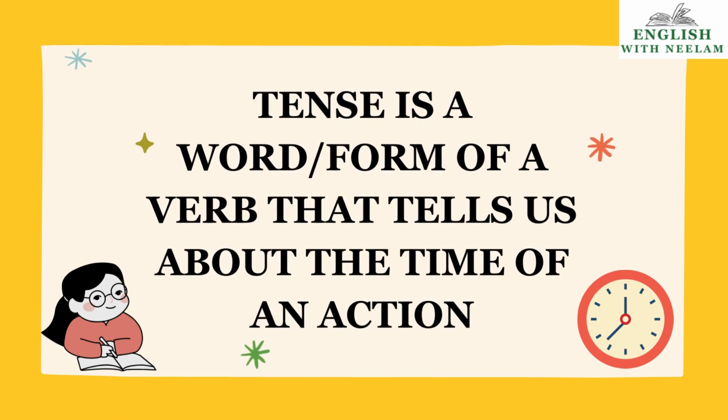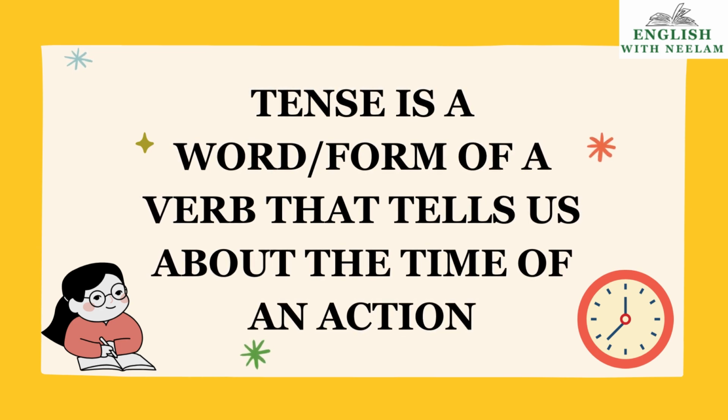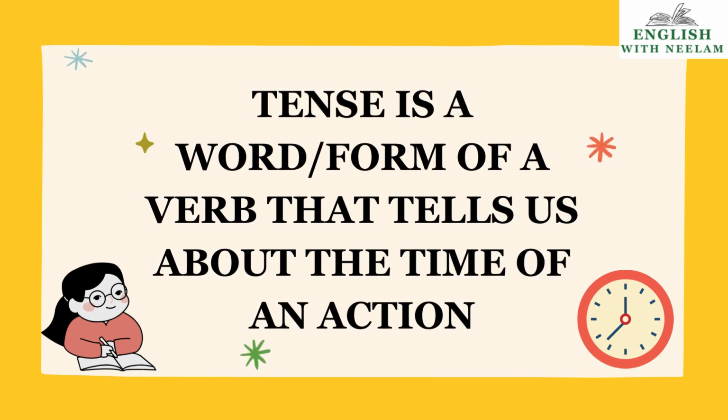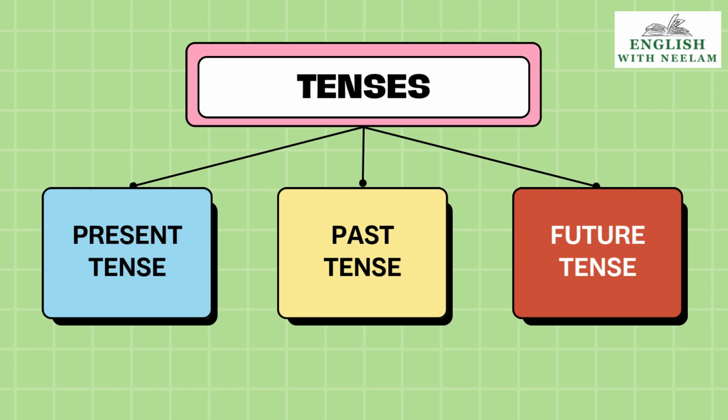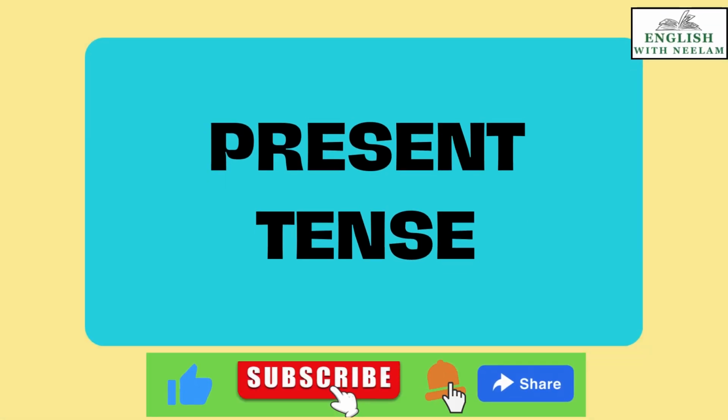First of all, I am going to tell you what is a tense. Tense is a word or a form of a verb that tells us about the time of an action, when a particular action takes place, whether the time is present, or was past, or it will be future time. There are 3 kinds of tenses. First is present tense, second is past tense and third is future. In this video, I will talk about present tense. Let us start with present tense.